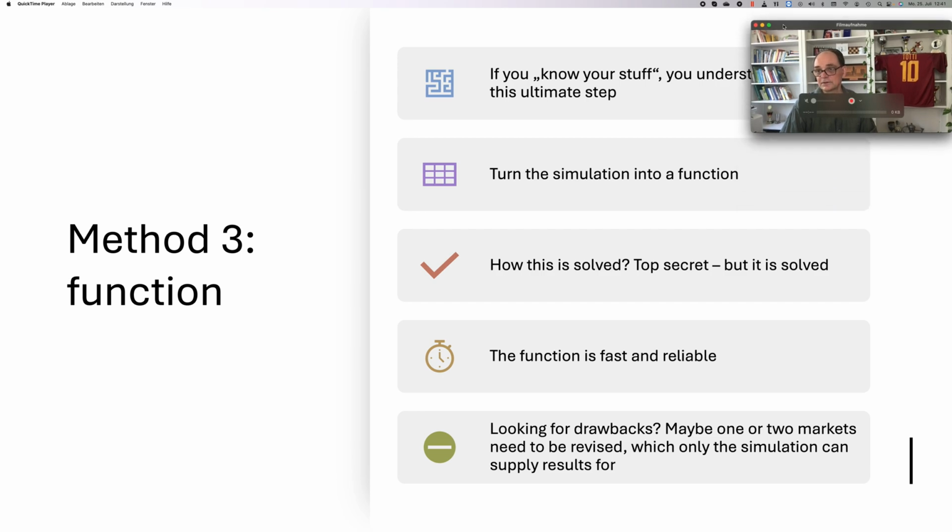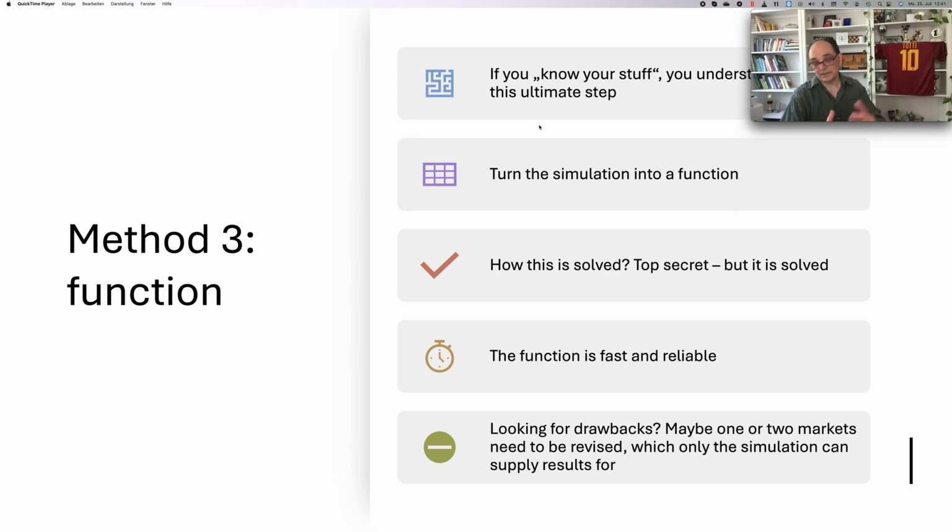Method 3, a function. This is the function I found a bit after the simulation. I turned the simulation into a function. How this is solved, of course, is top secret, but it is solved. The function is fast and reliable, which does not hold true for the simulation. You input parameters and instantly get the outcome, the probability. Looking for drawbacks, maybe 1 or 2 markets need to be revised, because you have to check out what markets there are and what people are betting on, and some of those are a bit more difficult to cover with this function.